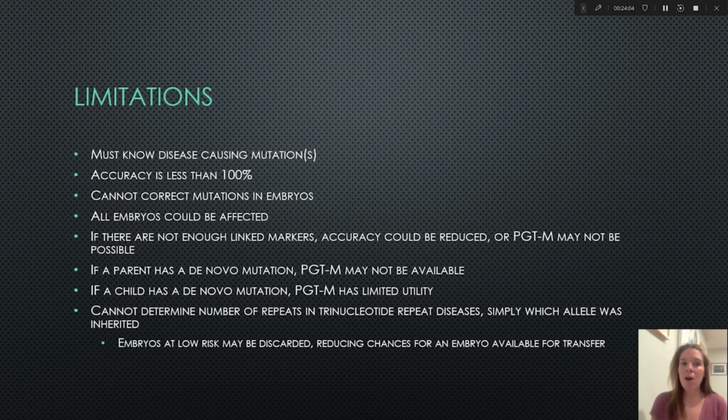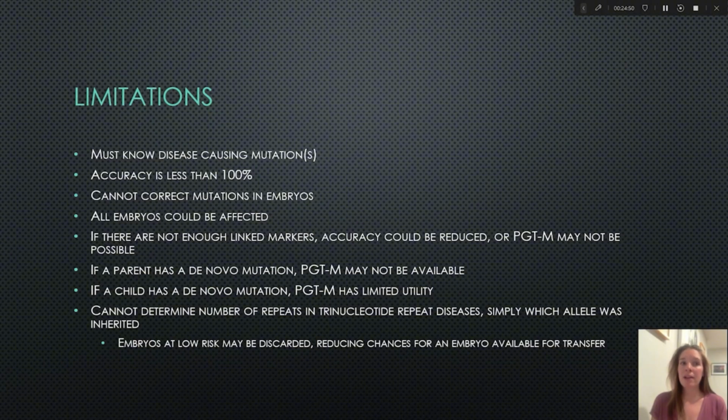Another problem is that all embryos could be affected. Even in the case of a recessive disease where we know only 25% of embryos statistically should be affected with both mutations, all the time I see odds shake out differently than what we would expect. If there are not enough linked markers, the accuracy could be reduced, or sometimes PGT-M is not possible. Depending on the family structure, if a parent has a de novo mutation, that can make linkage very difficult and PGT-M may not be available.